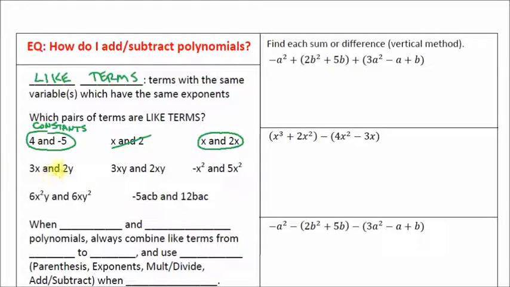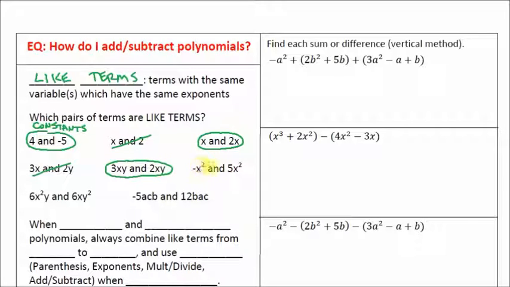How about 3x and 2y? Well, now we've got different variables, an x and a y. Those cannot be added or subtracted. How about 3xy and 2xy? Now, just because they have two variables doesn't make any difference as long as those two variables are the same. This term has an x and a y in it. This term has an x and a y in it. If you have 3 xy's and you put in 2 more xy's, you've got 5 xy's. Those can be added or subtracted.